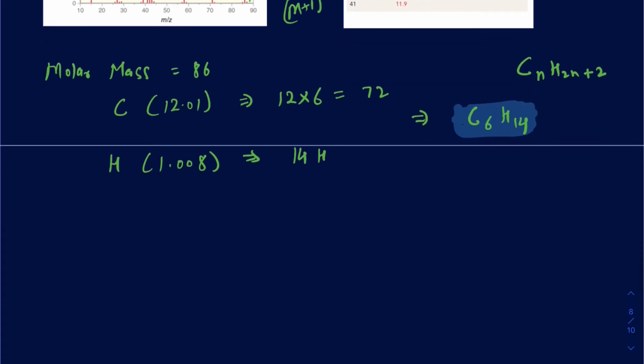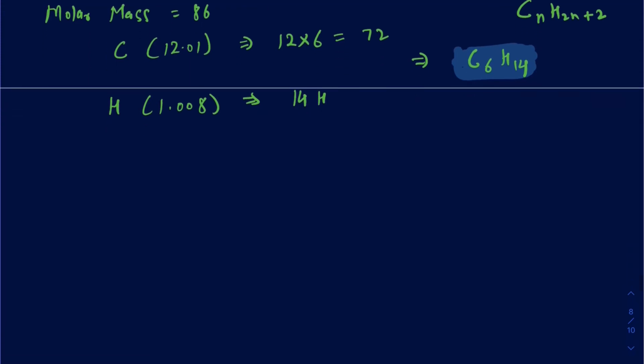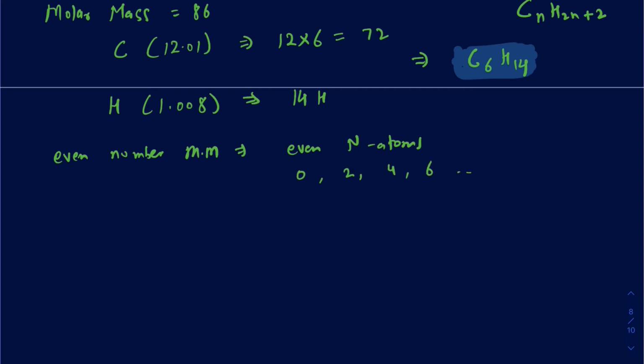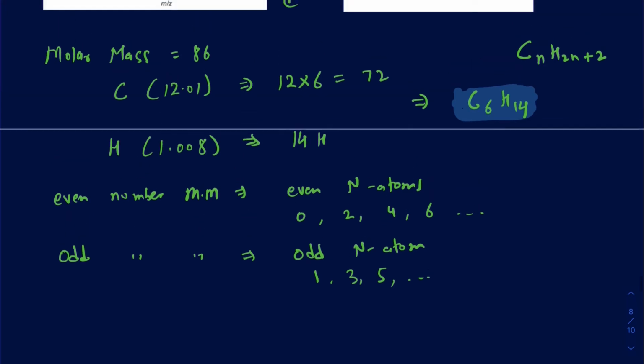Now, suppose I didn't really take account of oxygens and nitrogen, so what could be the possibilities there? If I have an even numbered mass spec or molar mass, then I'm going to have even numbered nitrogen atoms. So that could be 0, that could be 2, that could be 4, that could be 6, and so on. So that's the even nitrogen rule. If you have an odd number molar mass, then I will have odd numbers of nitrogen atoms in there. So that could be 1, that could be 3, that could be 5, and so on. So in this particular case, obviously we have 86, so that's an even number.